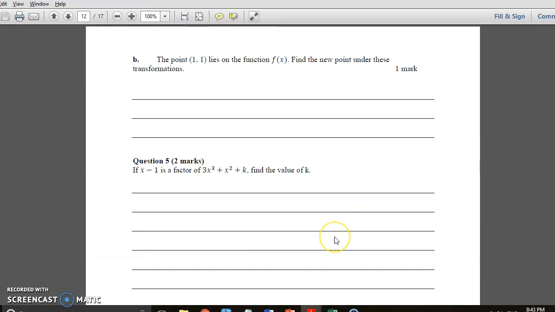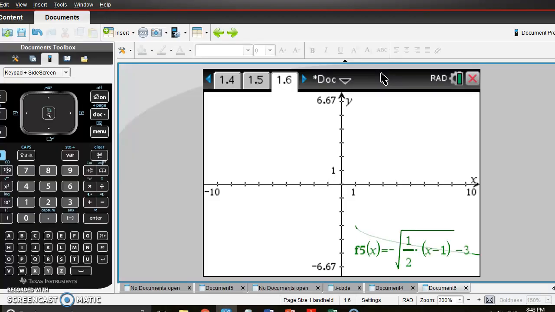So the new function, we've got that there. The point lies on that, so we want to find the new point under these transformations. It was originally (1, 1). Can we undo a whole bunch of stuff?